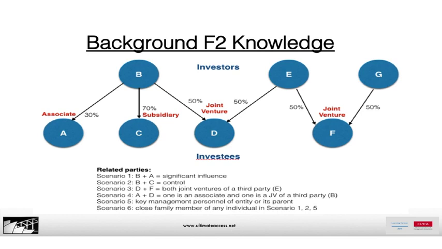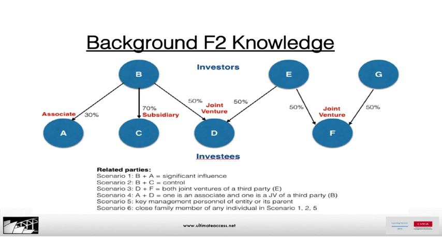Scenario 4, we have Company A and Company D. Now, if you guys remember the background, Company A was an associate of Company B, and Company D is a joint venture Company B has started with Company E. So, Company A and D would also be considered as related parties because they are owned by the same company, although one is an associate and the other one is a joint venture.